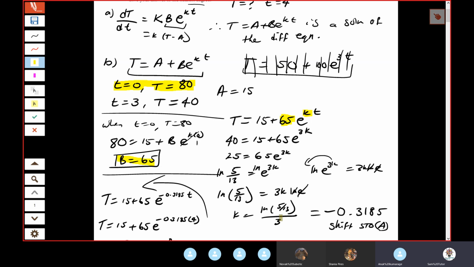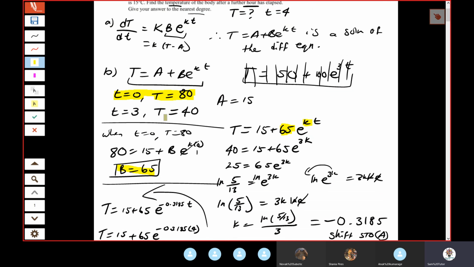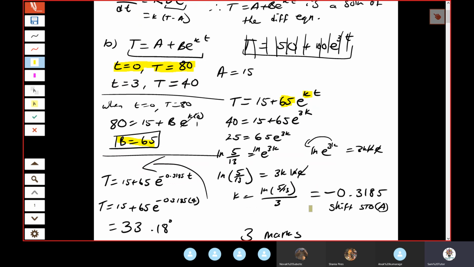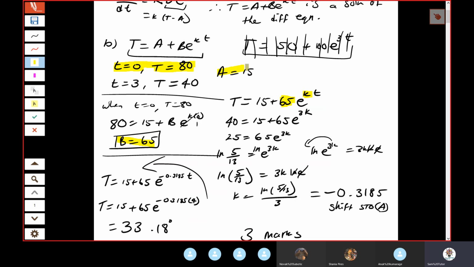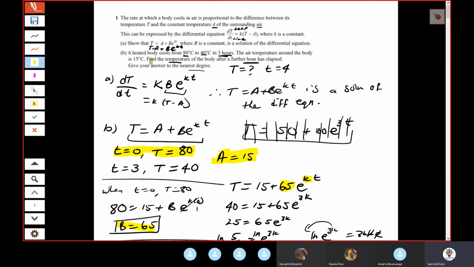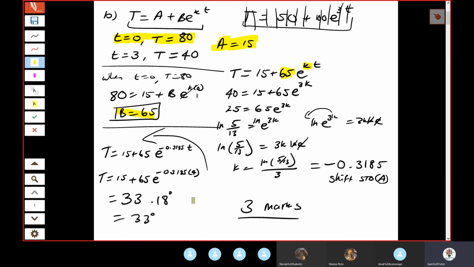Does that answer your question? Yeah. And then once you've used your 2 conditions, that would find you B and K, always. And then you would have A. A is going to be given to you because that's the constant air temperature, so that's just in the question all the time. And then it's just a matter of solving, really.